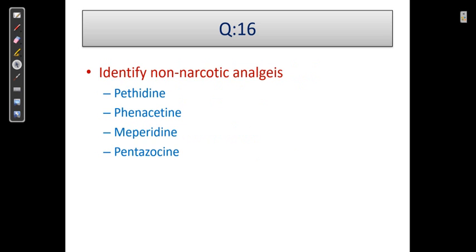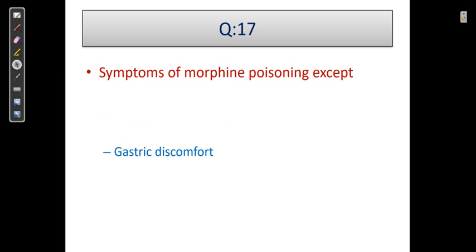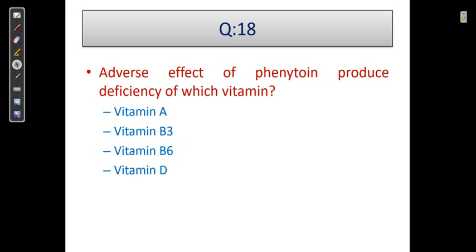Identify the non-narcotic analgesic. Pethidine, phenacetin, meperidine, pentazocine. The correct one is phenacetin. Symptoms of morphine poisoning except pinpoint pupil, failing breath, cold skin with cyanosis or gastric discomfort. So the correct one is gastric discomfort. Adverse effect of phenytoin produces the deficiency of which vitamin? Vitamin A, vitamin B3, vitamin B6 or vitamin D? The correct one is vitamin D.